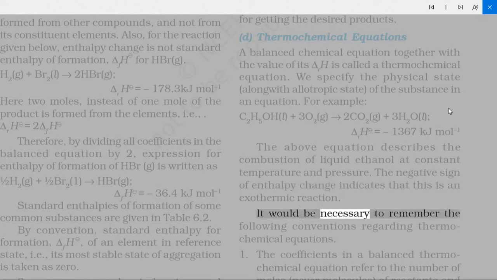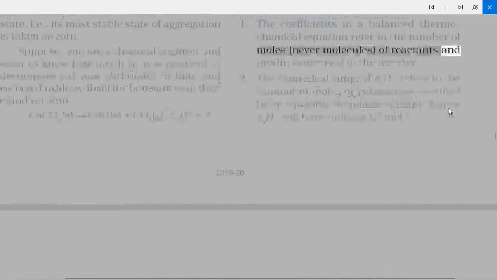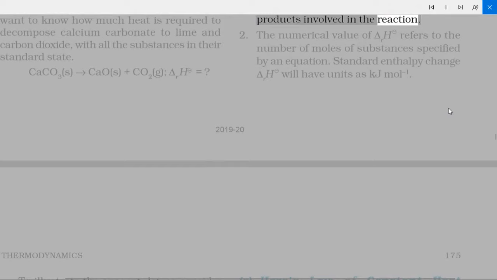It would be necessary to remember the following conventions regarding thermochemical equations. 1. The coefficients in a balanced thermochemical equation refer to the number of moles, never molecules, of reactants and products involved in the reaction. 2. The numerical value of ΔrH° refers to the number of moles of substances specified by an equation. Standard enthalpy change ΔrH° will have units as kJ mol⁻¹.